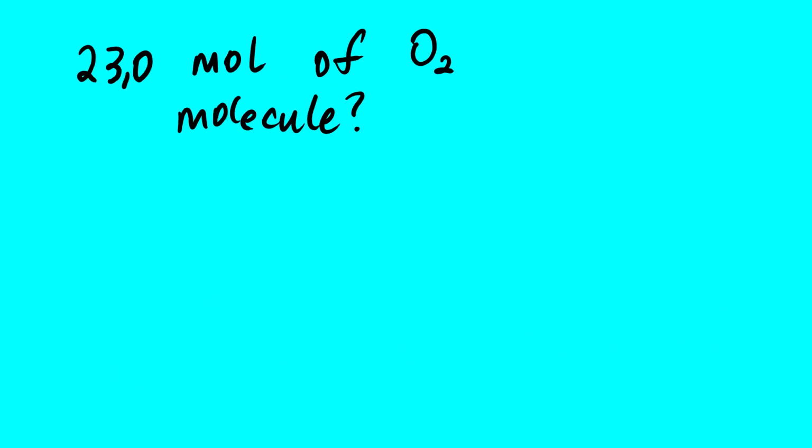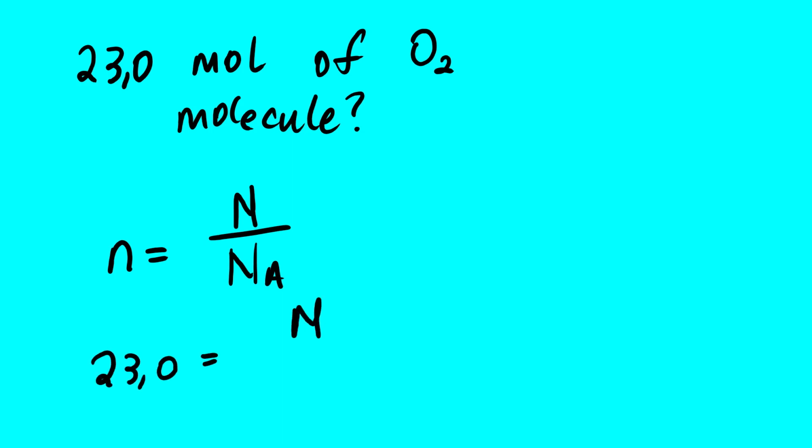Our first example, in this question we have 23.0 mole of oxygen. How many molecules are in this oxygen? We use the equation n equals N over Na, and we are given the number of moles, which is 23.0. It equals N over the Avogadro constant, 6.02 times 10 to the power 23.